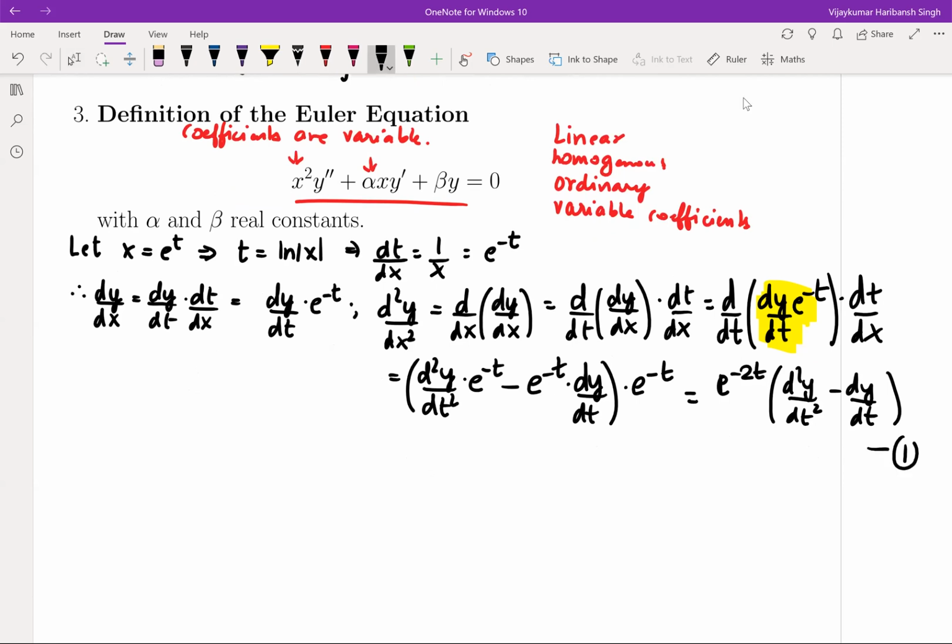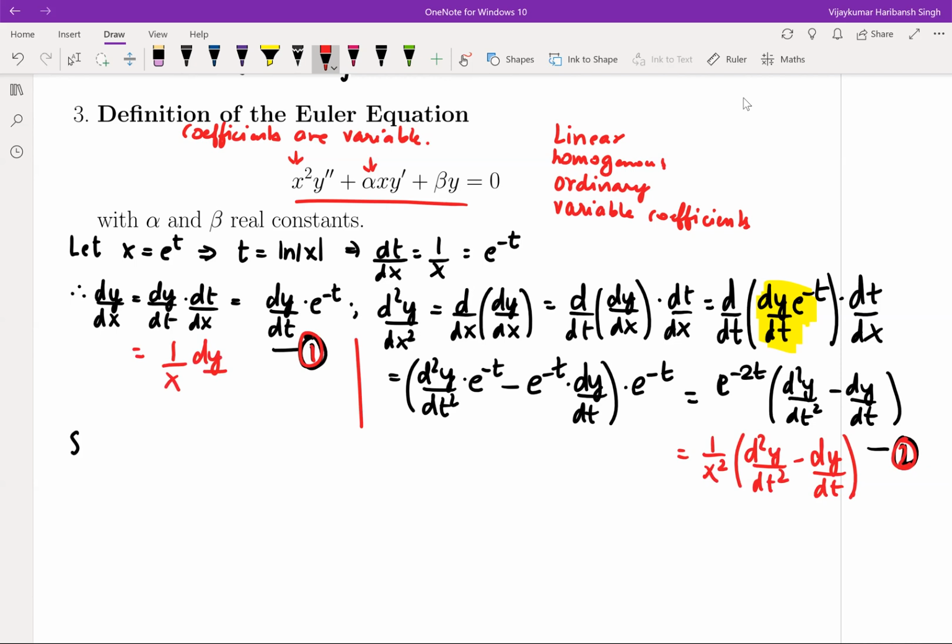Now substitute 1 and 2 in the equation. But before that, let me rewrite this. e to the power t is x, so e to the power minus 2t is going to be 1 by x square. So this is going to be 1 by x square times d square y by dt square minus dy by dt. And similarly, dy by dx is going to be 1 by x dy by dt.